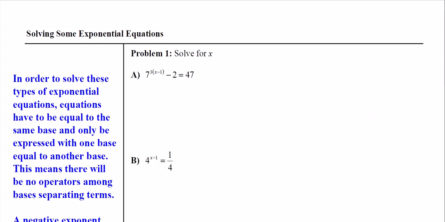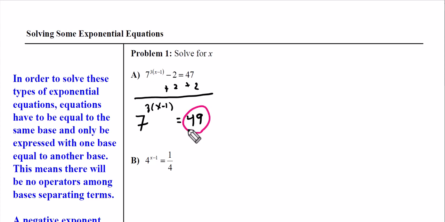So as we look at A, we're going to add 2 to both sides. And then the question becomes, what can I do with this 49? How can I express this in terms of a base of 7? 49 is 7 squared. And if we have the same bases and they're equal to each other, then we can simply set the exponents equal to each other. In other words, I can do this, or better yet, this.